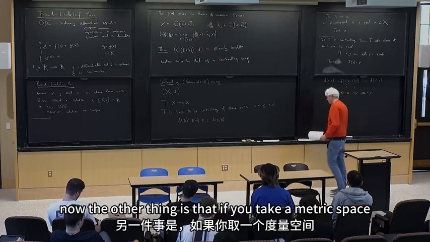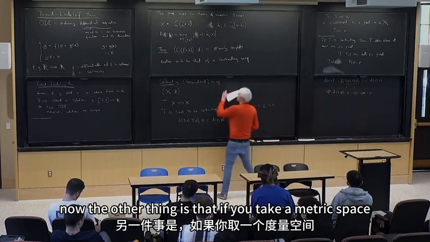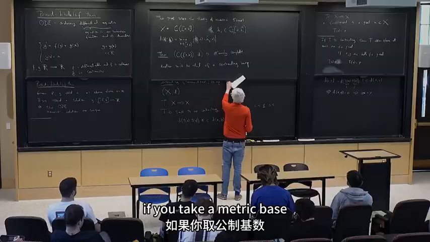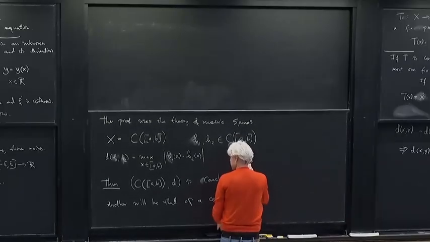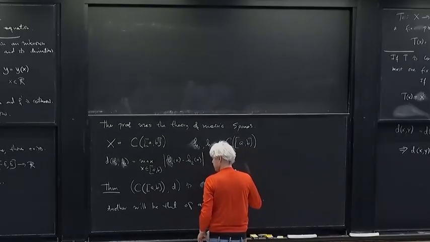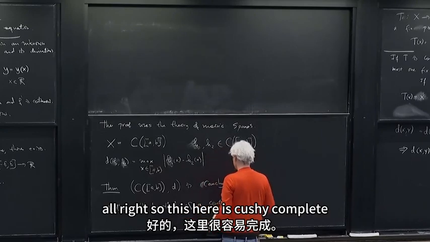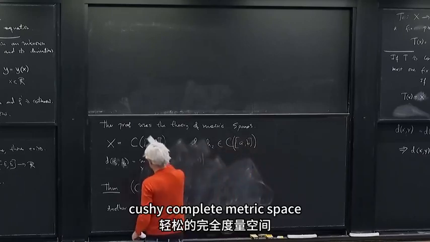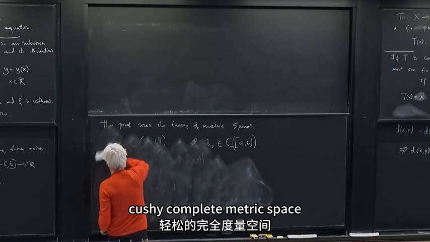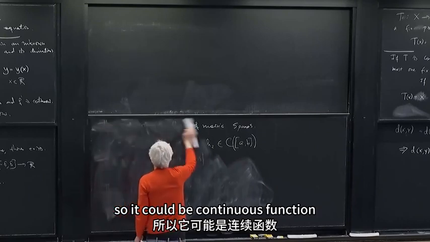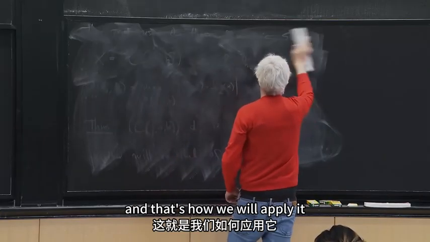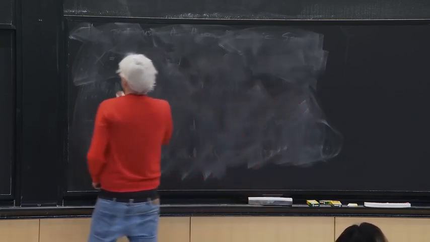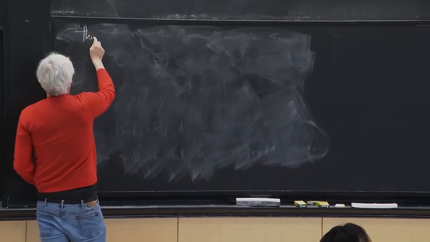Now, the other thing is that if you take a metric space that is Cauchy complete, so now I'm going to take a Cauchy complete metric space. It could be continuous functions on some closed interval, and that's how we will apply it, but it works more generally. So we have the following theorem.